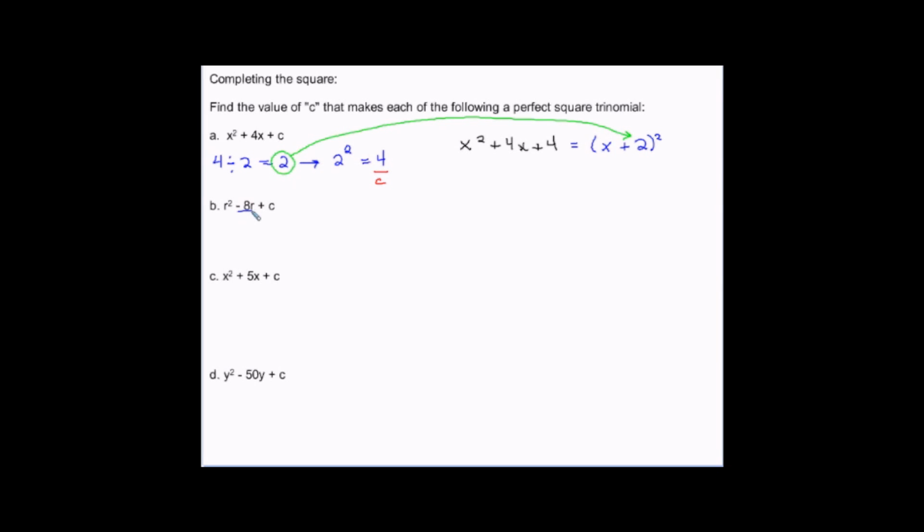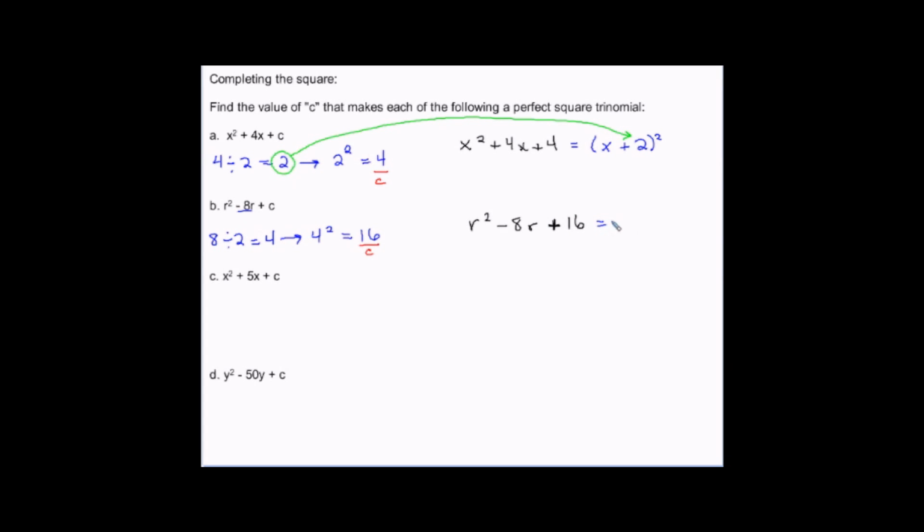In this instance, my b is 8, so I'm going to take that 8 and I'm going to divide it by 2, and I'm going to get 4. And I'm going to take that 4 and I'm going to square it, and I'm going to get 16. This number is c. So my perfect square trinomial is x squared minus 8x plus 16. Now, you'll notice this was still plus. That's because perfect squares are always plus. So this c will always be positive.